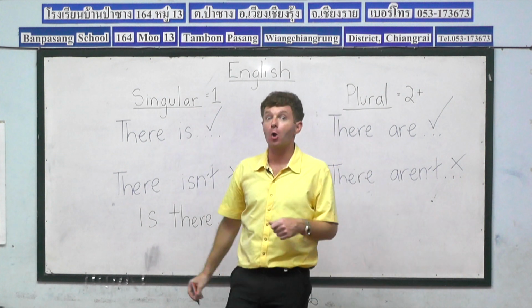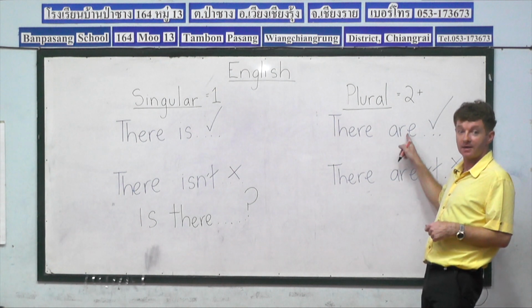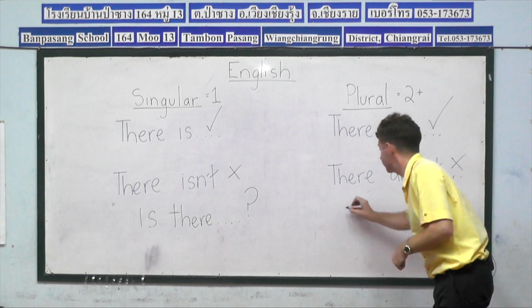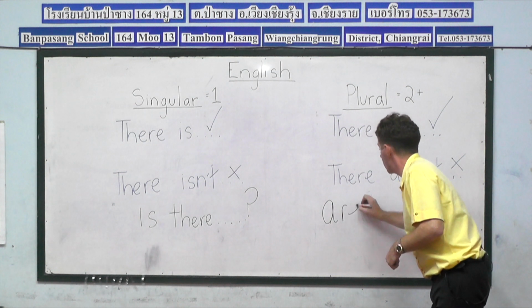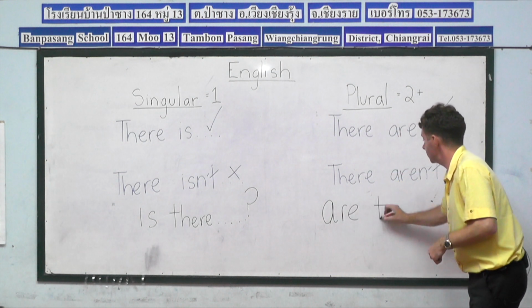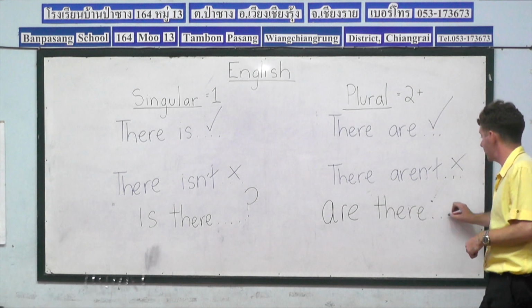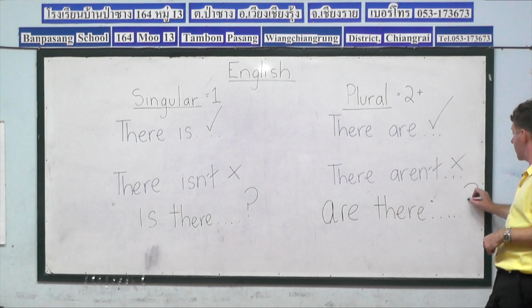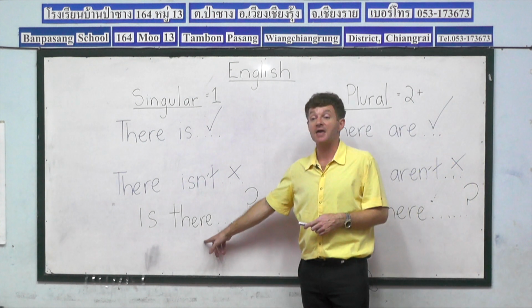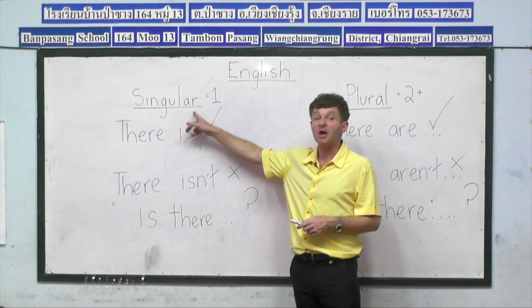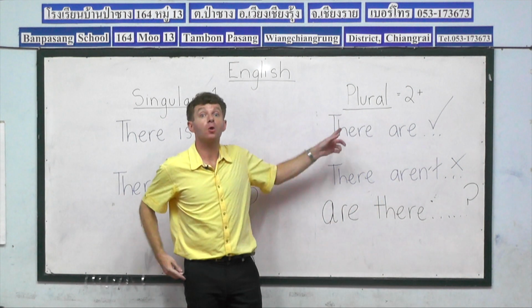But how about plural objects? We don't say there are, we say are there. A-R-E-T-H-E-R-E. The rest of the question, and then question mark. So all together, guys, is there for singular items? Are there for plural items?